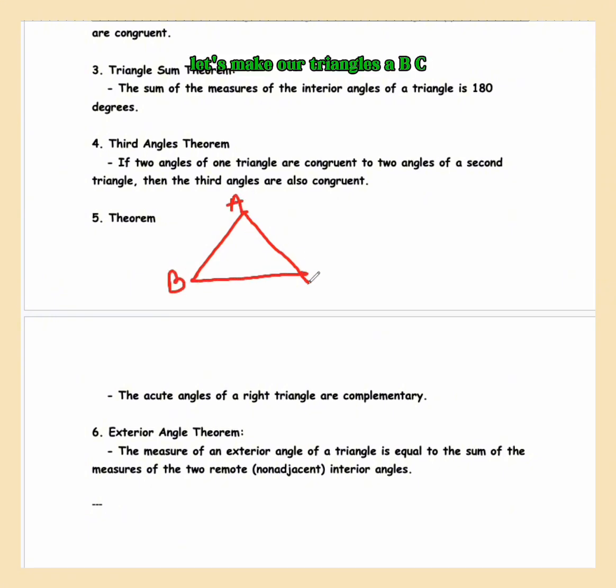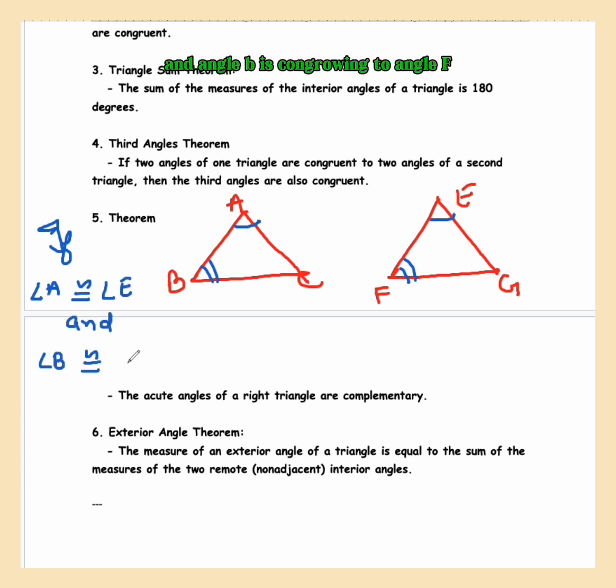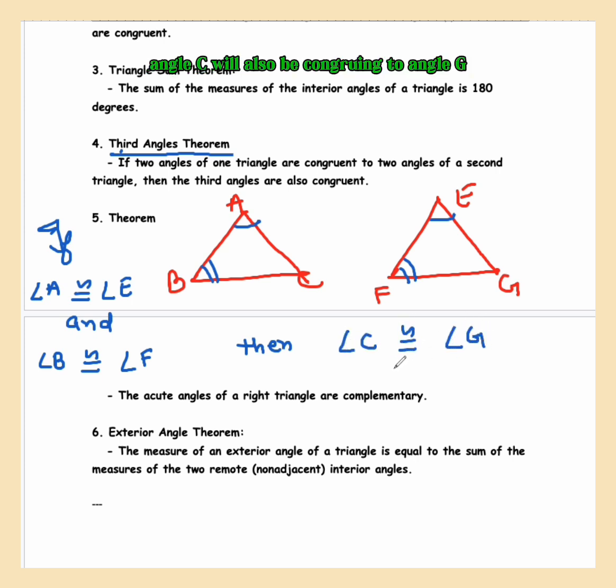Let's make our triangles ABC and EFG. If two angles of two different triangles are congruent, then the third angle will also be congruent. So if angle A is congruent to angle E and angle B is congruent to angle F, then according to the third angle theorem, angle C will also be congruent to angle G. And if you have been given a question like this, you can simply say that from the third angle theorem, angle C will also be congruent to angle G.